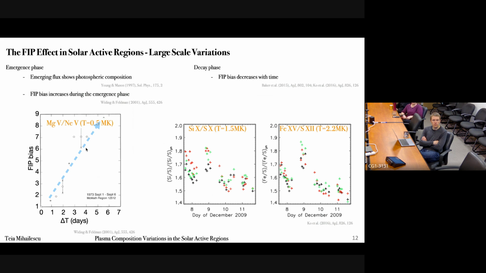And then once the active region starts going into its decay phase, things like plasma mixing become more important. Plasma mixing between the active region and its surroundings becomes more important for the FIP bias of the active region. So as the active region reconnects more with the surroundings, the FIP bias will go down until eventually it starts reaching quiet sun values and disappears into the quiet sun towards the end of the active region's life.